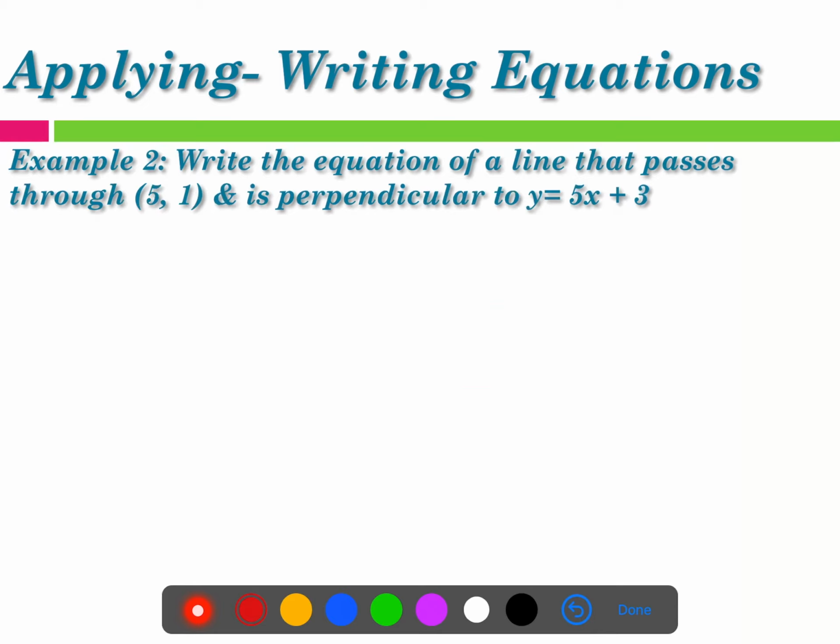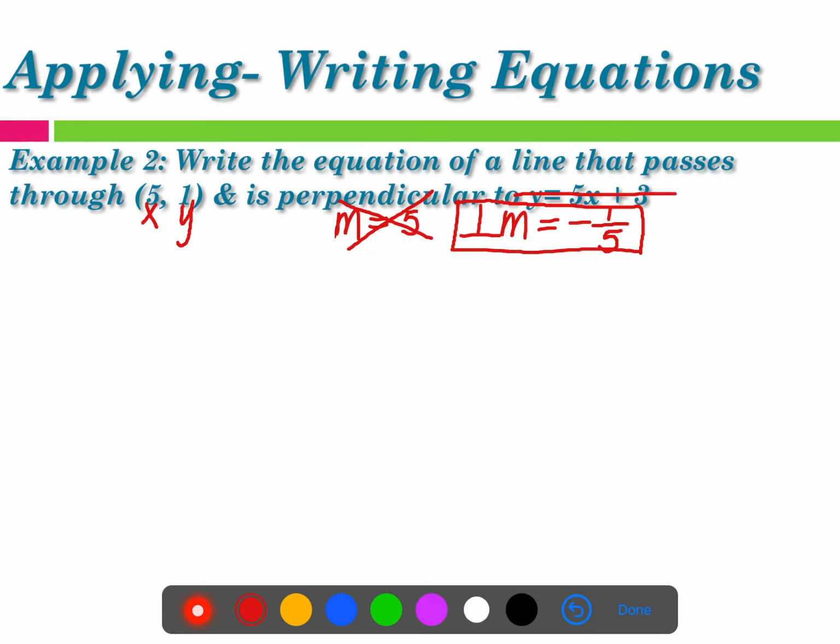Okay, let's try that again with a perpendicular. Write the equation of a line that passes through (5, 1). An ordered pair is always my x and y. And here's the equation that they're giving me. The original slope is 5. I'm looking for a perpendicular line, which means I need a slope of -1/5. Once I find that, I want to cross out everything else, so that I make sure I do not use the wrong information when I solve.